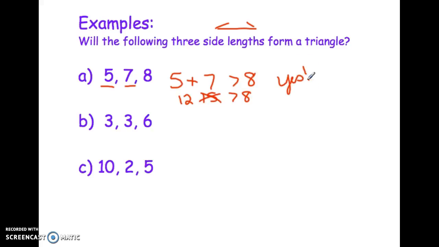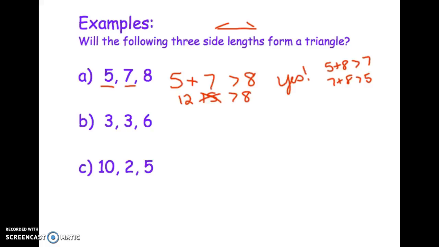And if you want to be really detailed, you could also show that 5 plus 8 is greater than 7, and 7 plus 8 is greater than 5. But I think that's kind of obviously true, so I don't usually require that you show all of that. Okay, let's check the next one. 3, 3, and 6. Will those form a triangle? Okay, you might want to pause the video and try this one on your own.